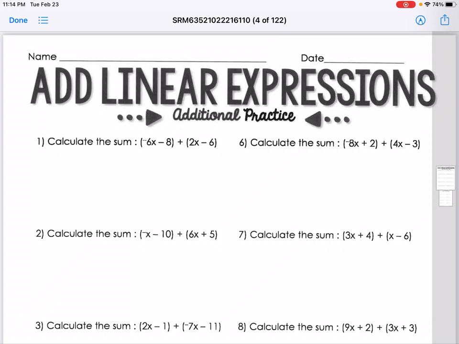So we're going to work with adding and subtracting linear expressions. And there are a couple different ways that we can do that. And I'm going to show both methods to you.